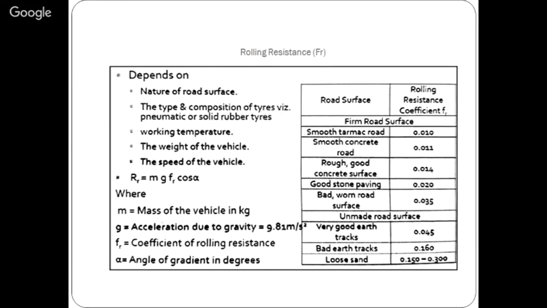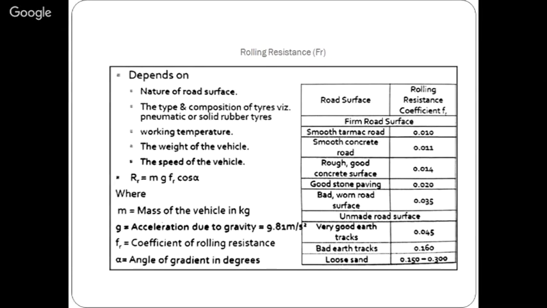So now, the nature of the road surface. The road surface will be a cemented road also. As we are traveling on a concrete road, the rough good concrete road we usually see in India, rough good concrete surface. So good stone paving, which we also simply call a gravel road, no varnishing over there. Bad worn road surfaces are fewer, simply, where there are no roads. So we have to consider all these things.